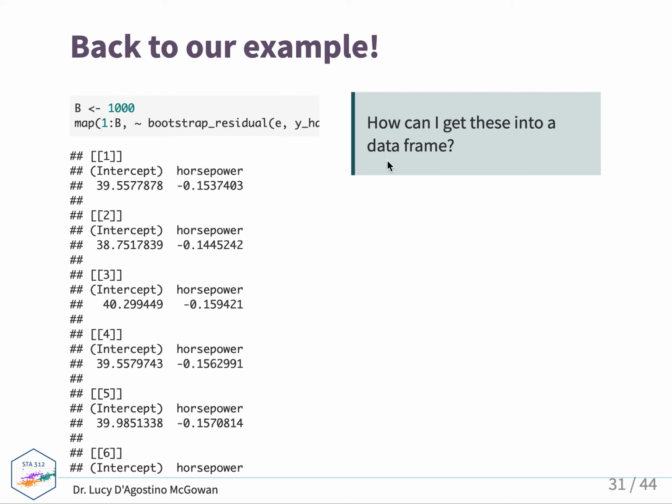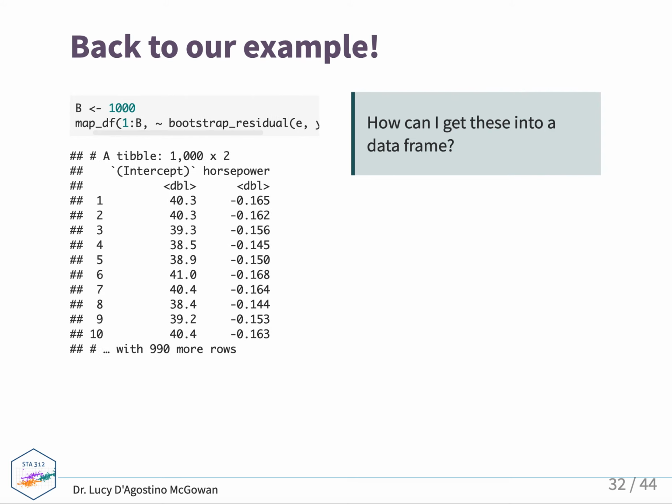How do you think I can get these into a data frame? Yeah, I'm just going to swap out map and use map_df instead, and now I've got this nice tidy data frame. The first column is the beta coefficients from my bootstrapped intercept, and the second column is the beta coefficients from the bootstrapped beta hat 1. This is great because now we can do something with this data frame to analyze or estimate the uncertainty in these different parameters.